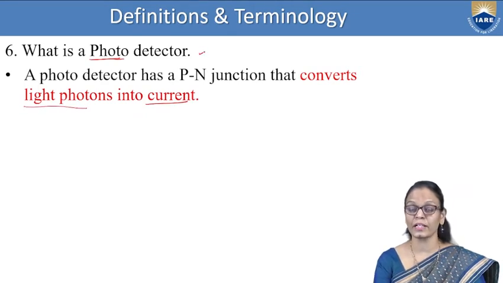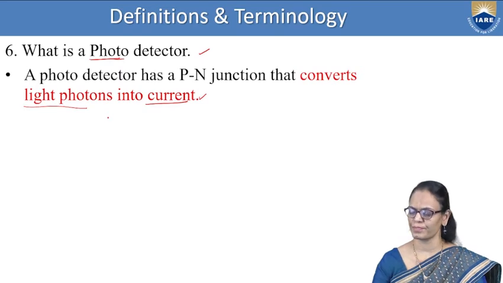So, a photo detector detects the light and converts it into current. Again, it's a conversion of light energy to electrical energy.